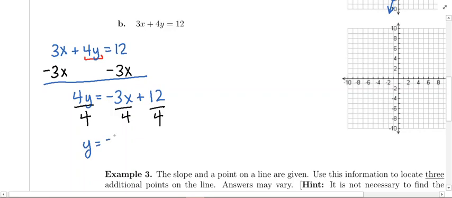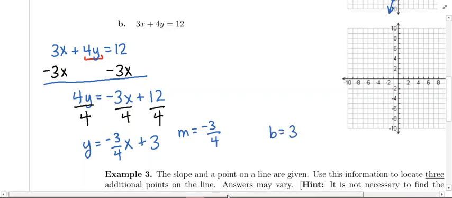You're going to get y equals negative 3/4 times x plus 12 divided by 4 is 3. Okay, now the equation is in y equals mx plus b form. We can identify the slope. It's the number in front of x. It's negative 3/4, and then the b value is going to be 3.